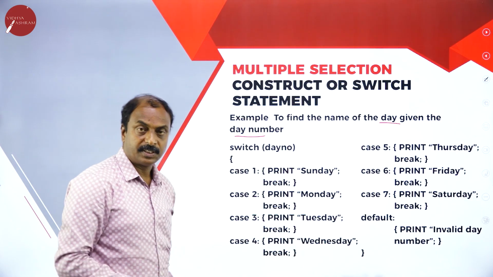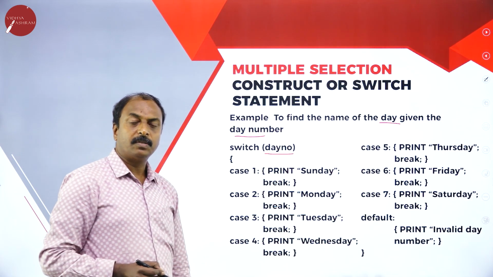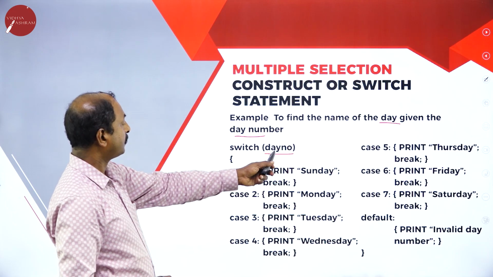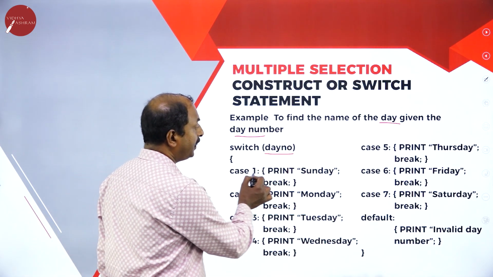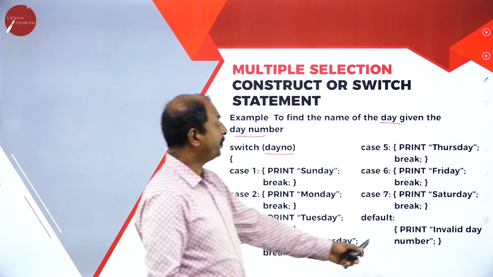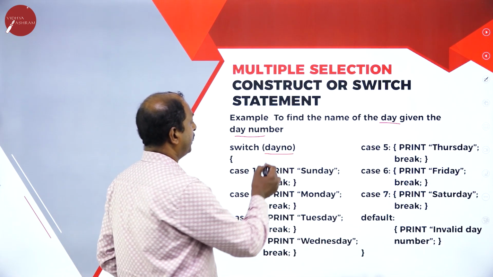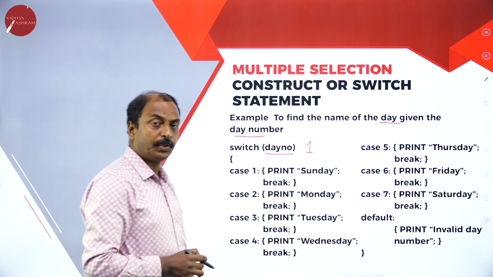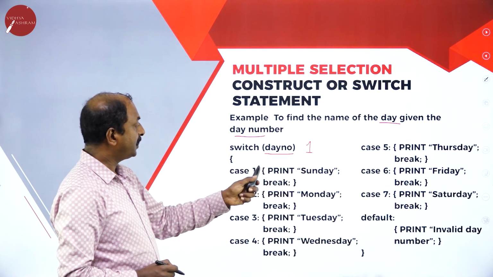So according to the syntax, here is the day number. This value has to be entered by the user or the programmer. The value entered by the user must be between 1 and 7. If it is anything other than this, then it is going to execute the default statement. For example, the user enters the day number as 1. So the computer checks for this matching.